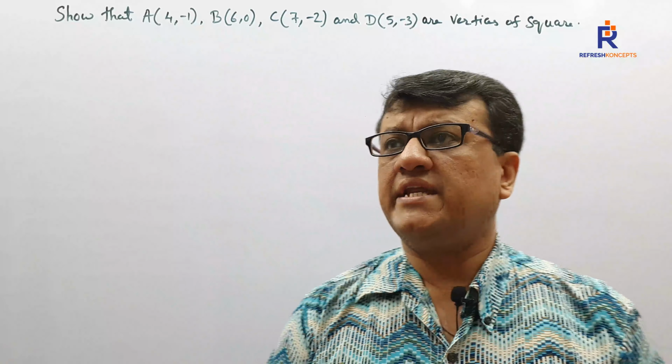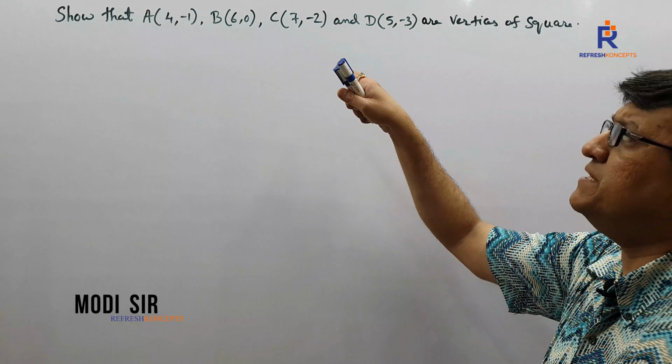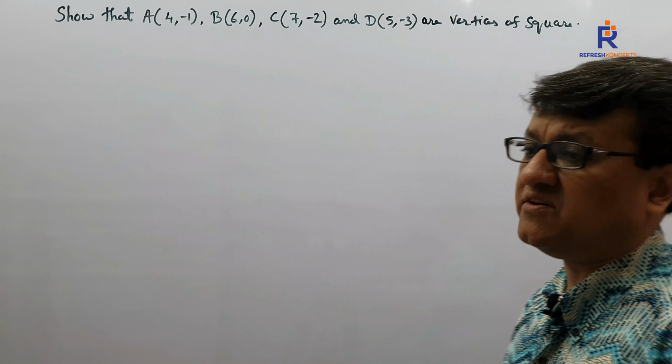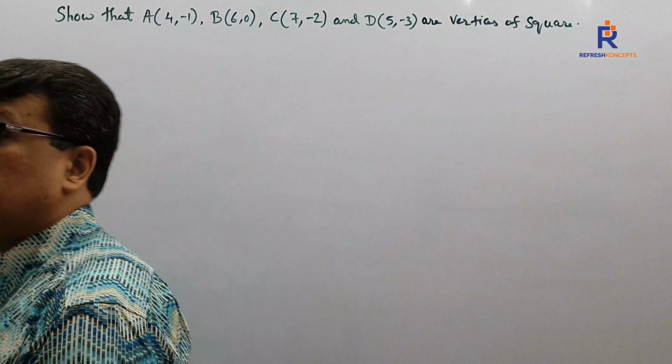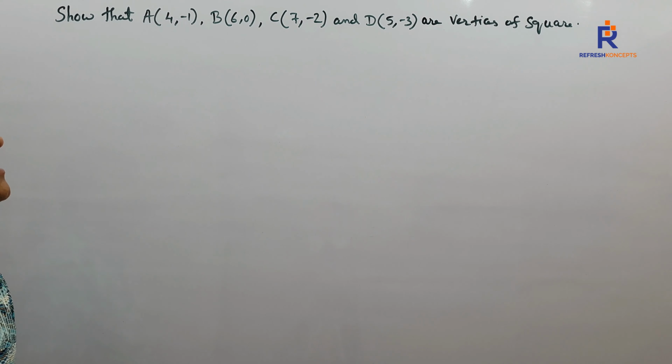Let's take the next one. What is the next one trying to say? Show that A, B, C and D are vertices of a square. So this time we are being asked to prove a square. Earlier it was a parallelogram, now it's a square. How are we going to do it, and with what? As I said, definitions and properties.